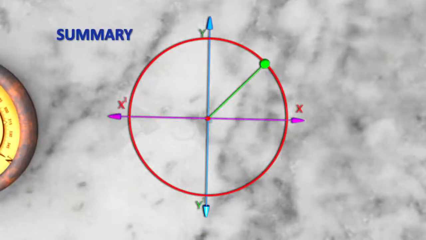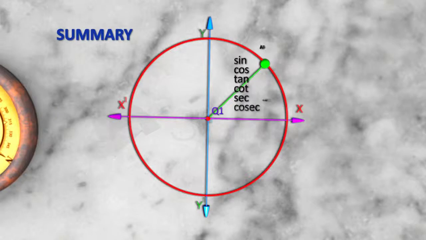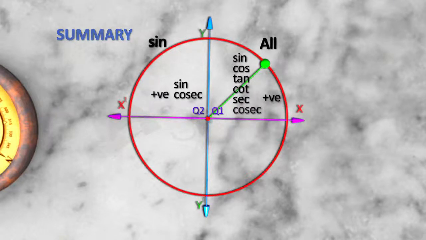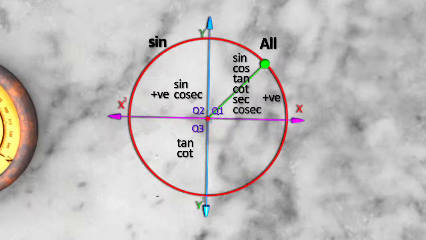Let us summarize the results. In the first quadrant, all the trigonometric ratios are positive. In the second quadrant, sine and cosecant are positive, rest of the ratios are negative. In the third quadrant, tan and cot are positive, rest of the ratios are negative. In the fourth quadrant, cos and secant are positive, rest of the ratios are negative.